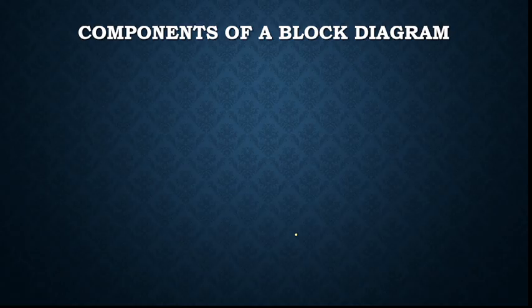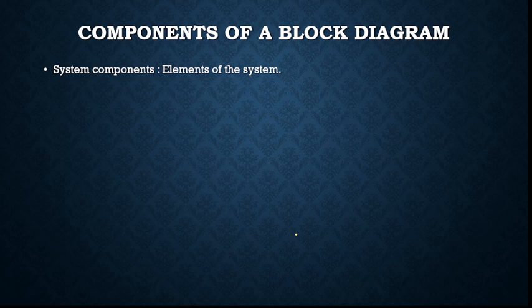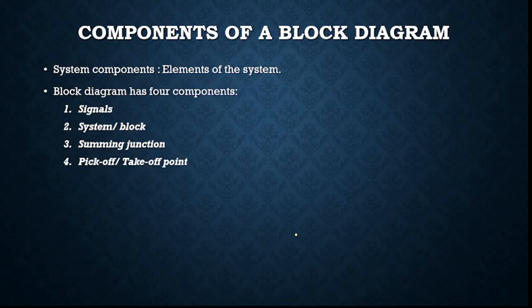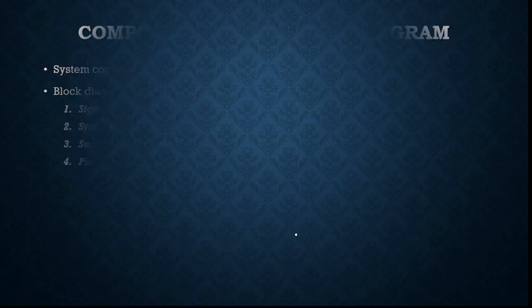Now what are the components of a block diagram? Let us see that. System components are also known as the elements of the system, the elements of the block diagram used to represent a particular system. So a block diagram has 4 components. First, signals. Second, system or block. Third is summing junction or summing point. Fourth is pick-off or takeoff point. These are the 4 main elements of a block diagram in control system, and these elements are used to show any complex block diagram in control system.